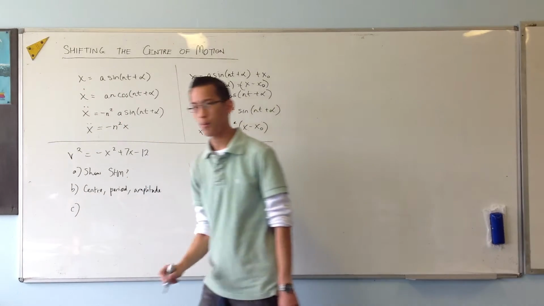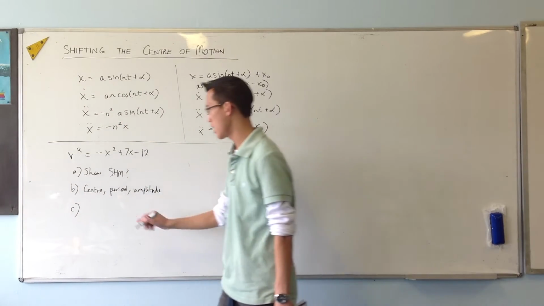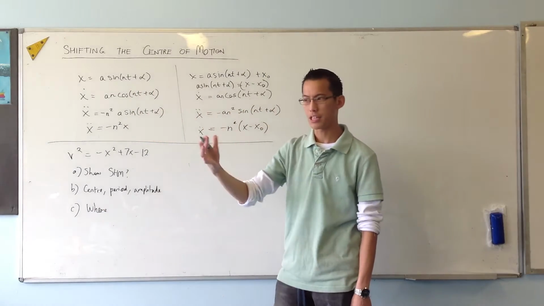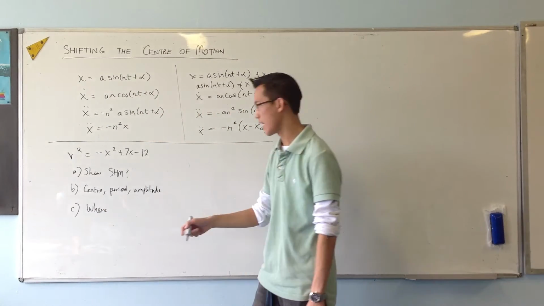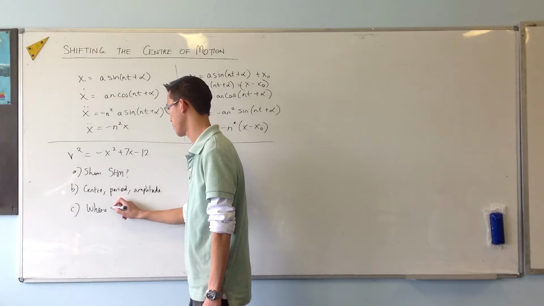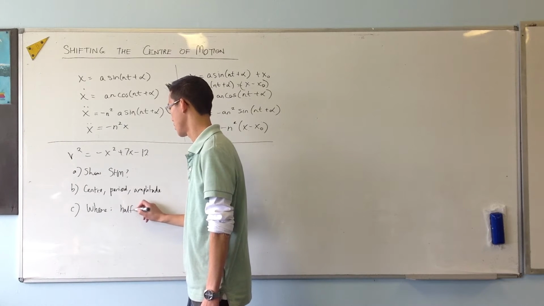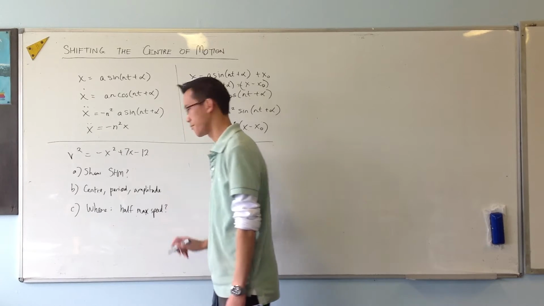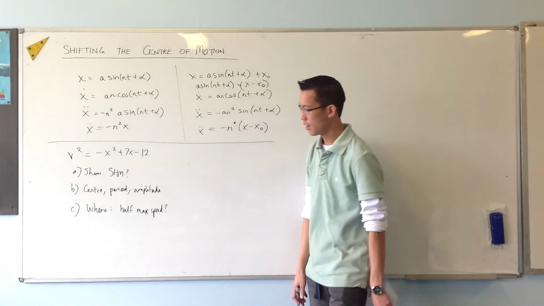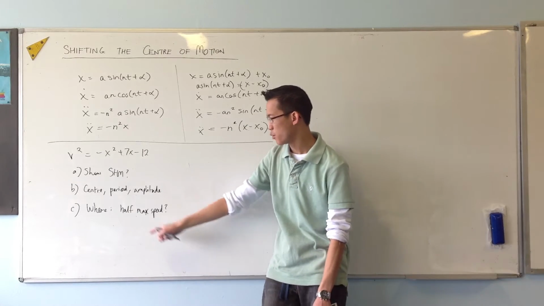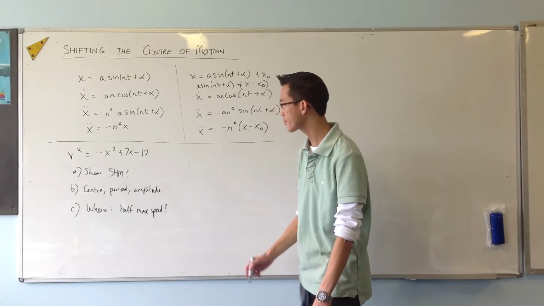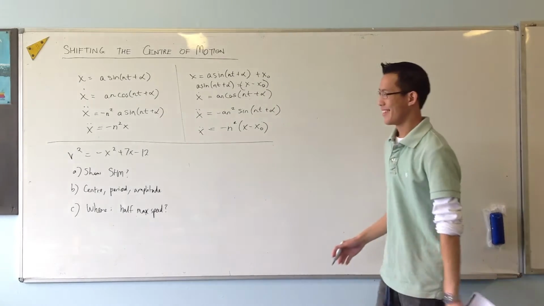Lastly, can we find at what position it is moving at half its maximum speed? At what place, or places really, is it moving at 50% of how fast it can possibly go? So, let's start this off, shall we?